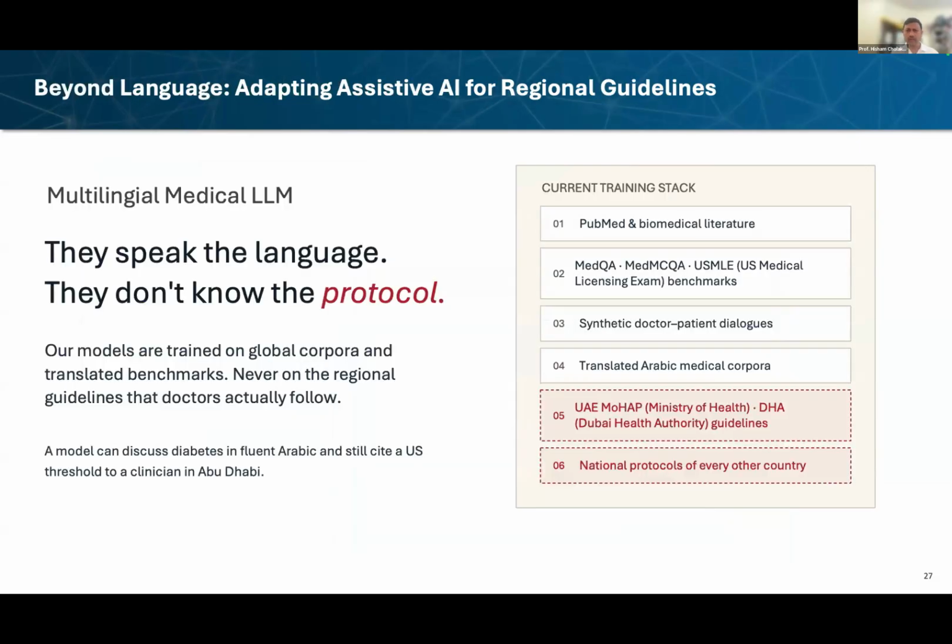And the third aspect I would like to bring is the ability of medical LLMs to adapt to regional medical guidelines. Models like BiMediX, or any other multilingual medical LLMs, are good at talking in the local languages, but it's not just about the language, right? Just speaking Arabic is not enough to deploy a model in the UAE. You need to know the regional guidelines. Each country has its own regional guidelines, right?